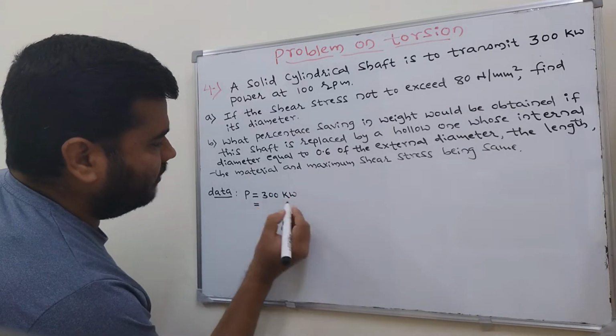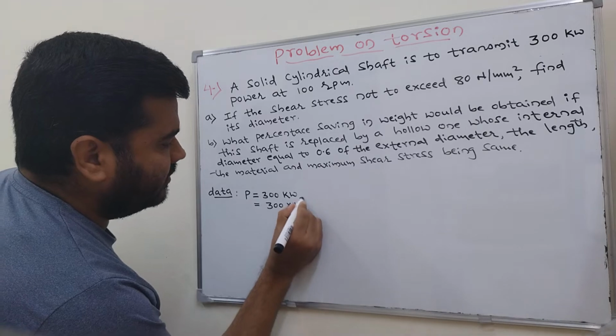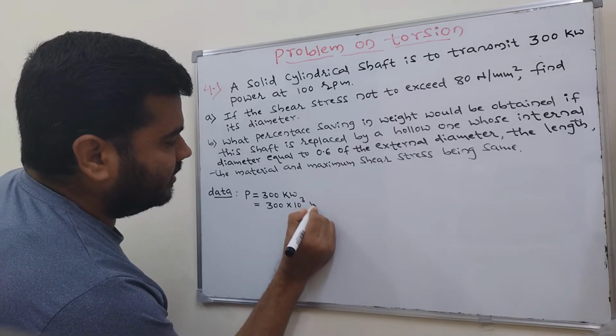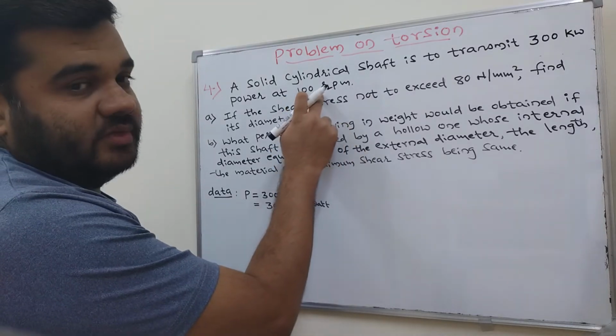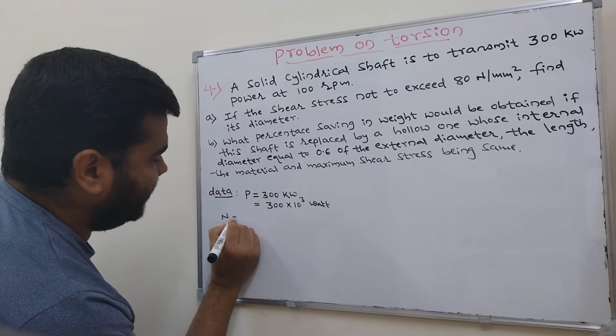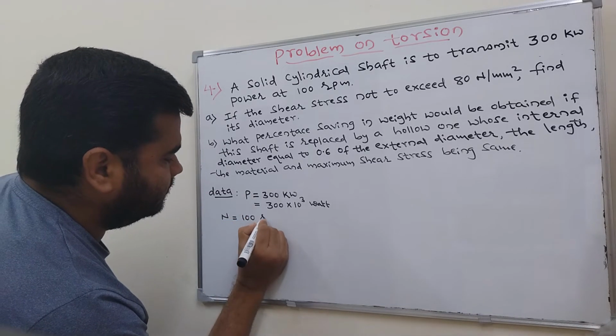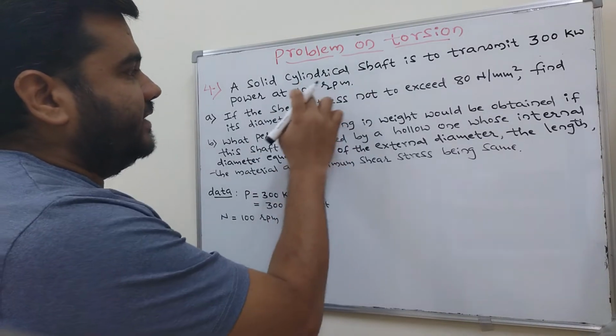Convert this into watt because we need it for calculation: 300 into 10 raised to 3 watt. Okay, at 100 rpm, its speed is 100 rpm, that is n is equal to speed, 100 rpm. It rotates at 100 rpm.